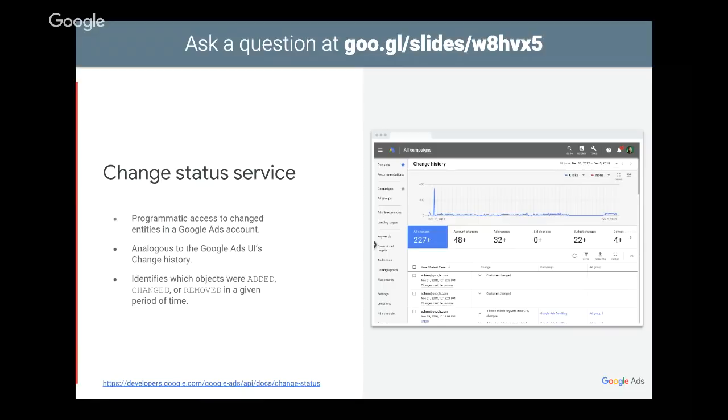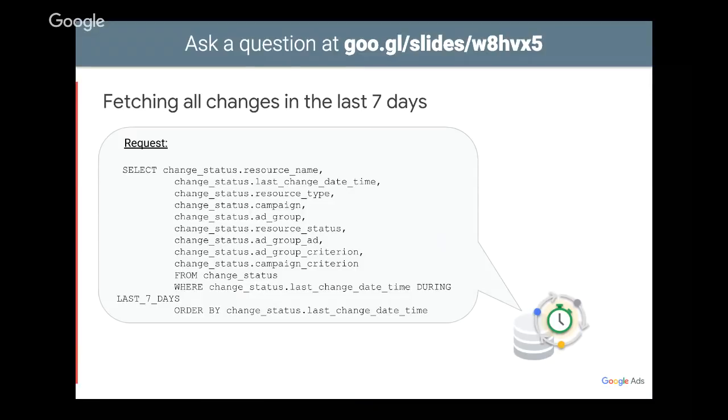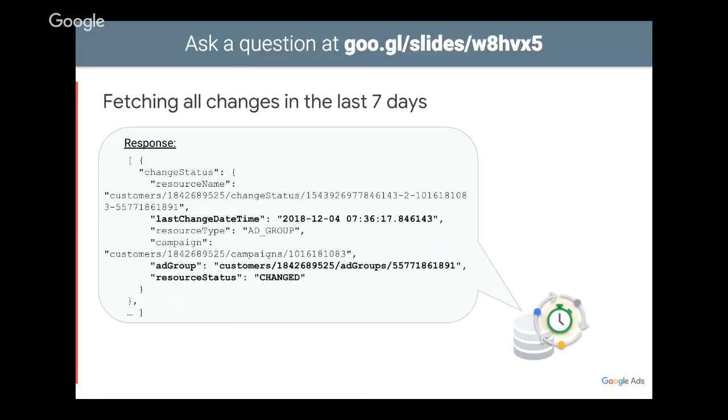So please look for this to expand in functionality over time. But what this looks like right now, again, the Google Ads query language, you craft a request like this, select all these things from change status, where, for example, in this case, change date time was during the last 7 days. So this looks at the last 7 days and gets all the changes that occurred in the account. And when you do that, you get a list of change objects.